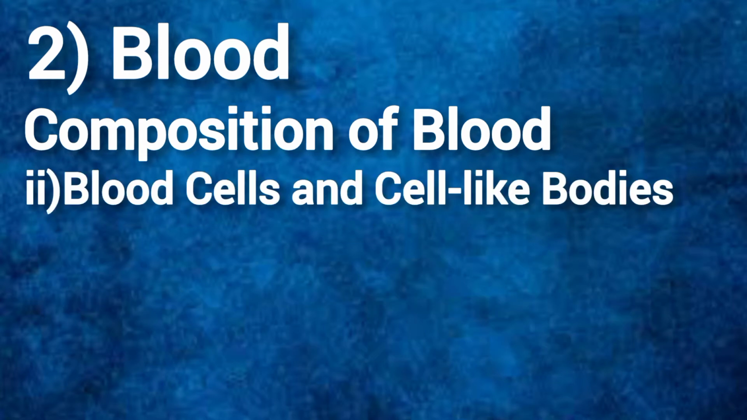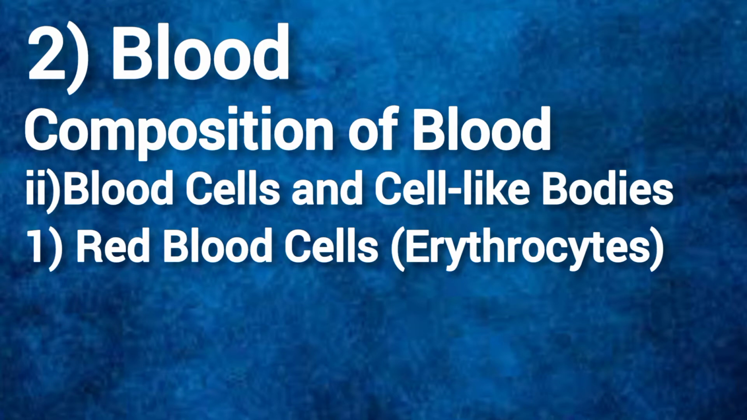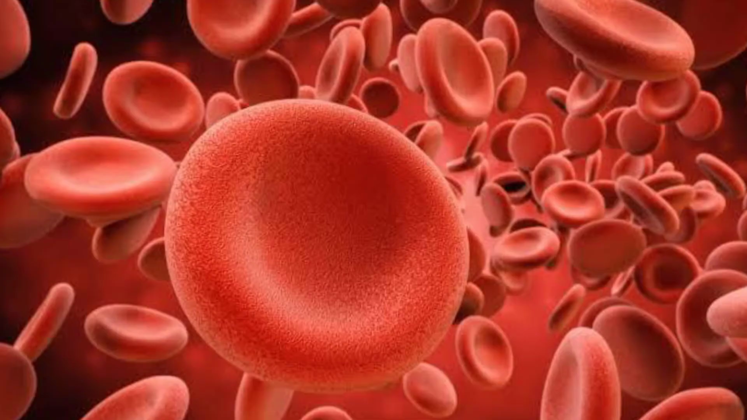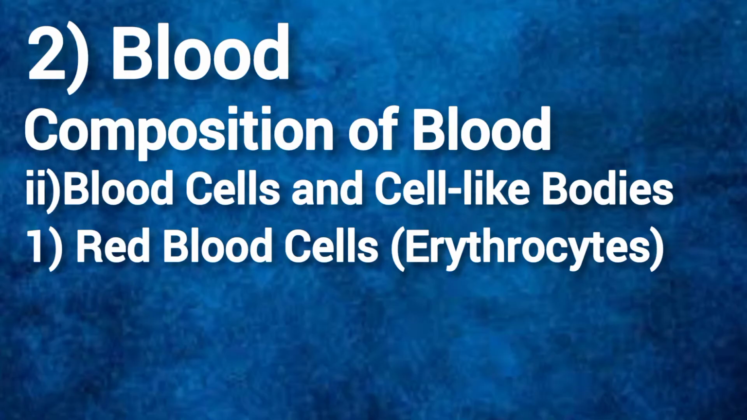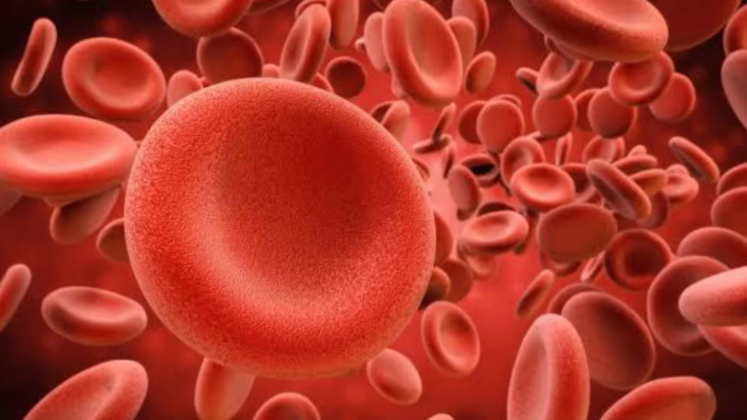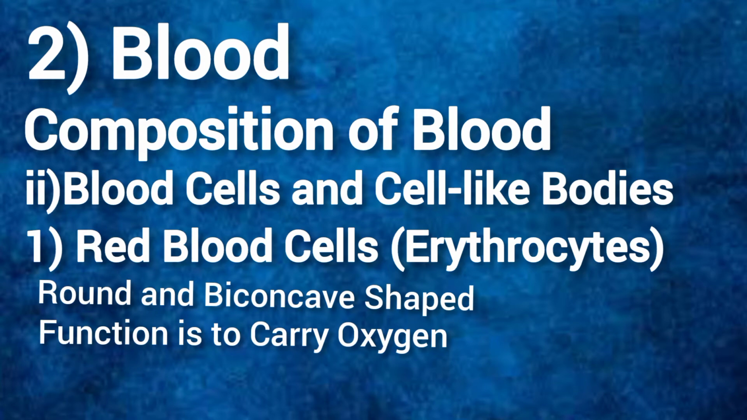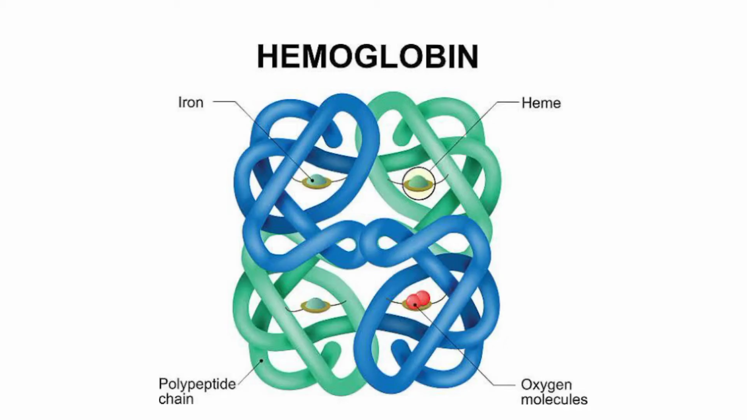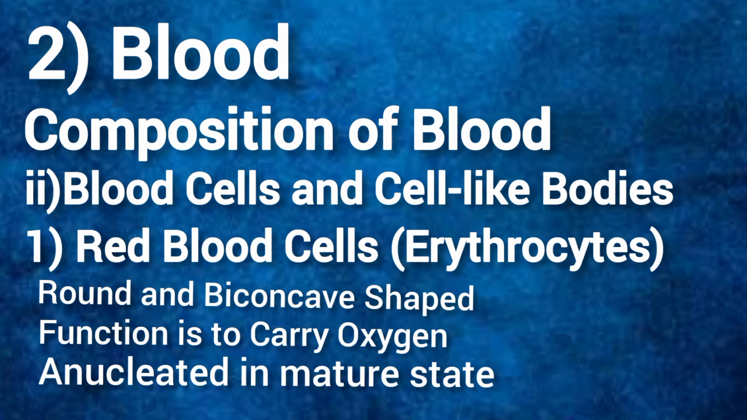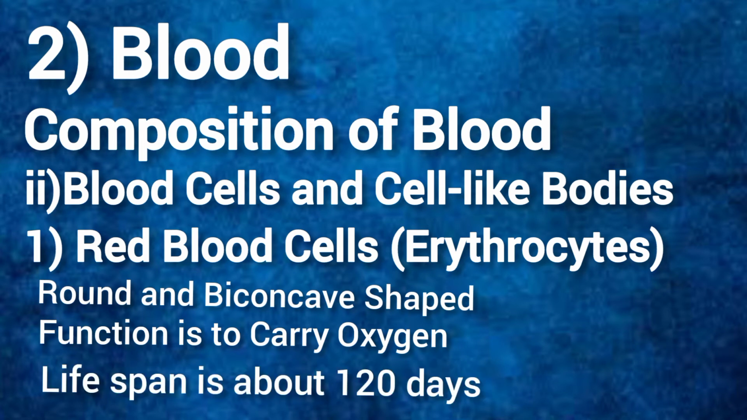Now let's talk about the second part of the blood, that is blood cells and cell-like bodies. The first one is the red blood cells. The scientific name of RBCs is erythrocytes. Erythrocytes are round and biconcave in shape. Biconcave shape means these are dumbbell in shape. The main function of RBC is to carry oxygen because they contain iron and hemoglobin. These are anucleated in the mature state, meaning they don't have a nucleus in the mature state. The lifespan of RBCs is 120 days.